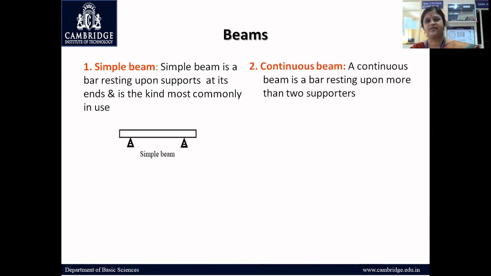Then the second one is a continuous beam. A continuous beam is a bar resting upon more than two supports. See, it is a bar resting upon more than two supports. That is a continuous beam.